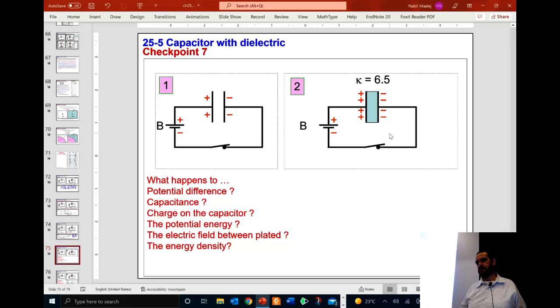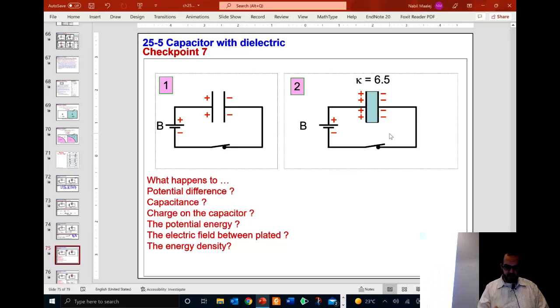The battery. Everyone, please be with me. How many times did I repeat this from the beginning of the session? I said, when the battery is connected, it maintains the voltage. I don't want you to be present bodily only. I want you to be present with your brain.